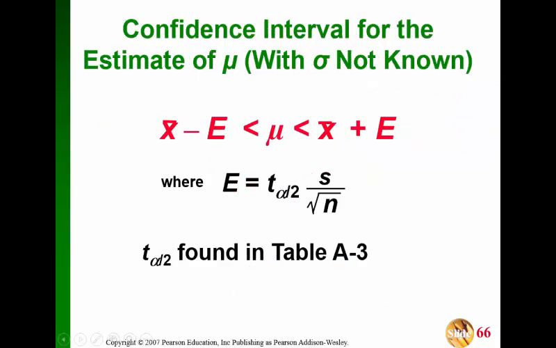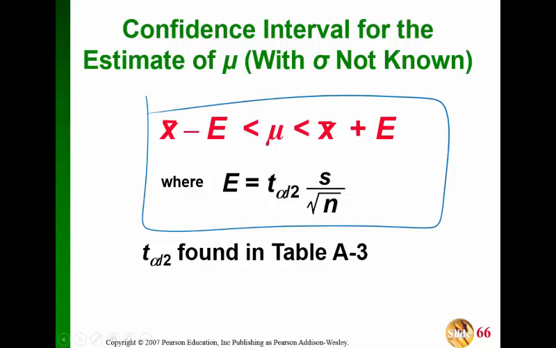We still haven't talked about finding t, but it's the same formula. This is the only difference now. It's x bar plus or minus E. It's the same thing that we've seen, and we're still using mu because this is still all about the population mean. All right, when are we actually going to have to find the critical value?